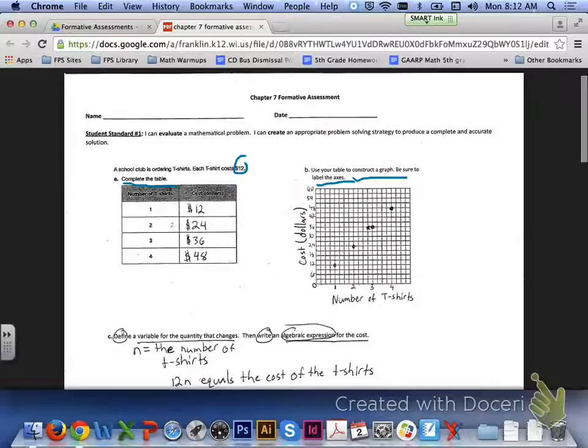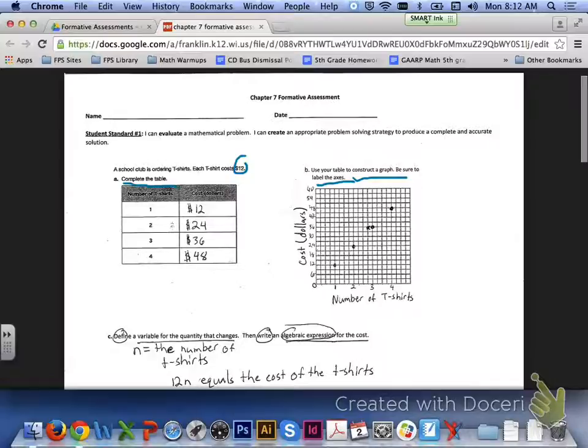And it says for letter A, complete the table. So it says number of t-shirts and then the cost in dollars in the other column. If there's one t-shirt and each costs $12, then one t-shirt is going to cost $12. There's two t-shirts and each one costs $12. 2 multiplied by 12 would equal $24. Then 3 t-shirts, 3 multiplied by 12 would equal $36. And for 4 t-shirts, 4 multiplied by 12 equals $48.